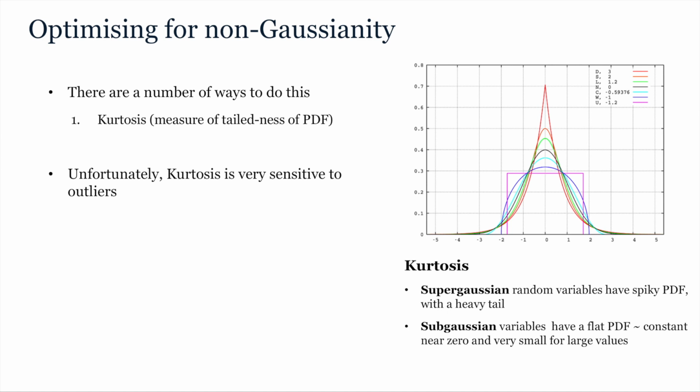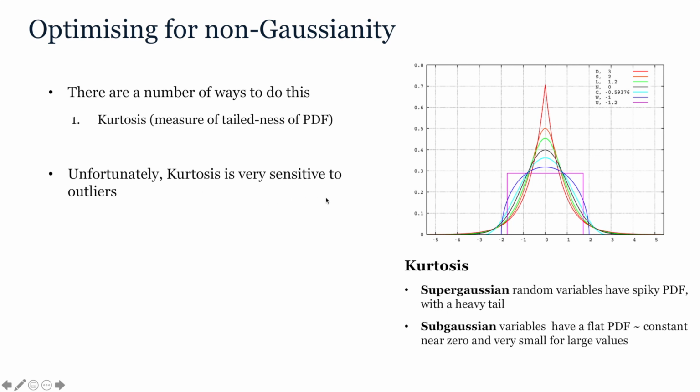There are a variety of ways to do this, starting with estimation of kurtosis. So kurtosis is a measure of the combined weight of a distribution's tails relative to the centre of the distribution, such that a super Gaussian random variable will have a spiky probability distribution with long tails, and a sub-Gaussian variable will have a flat PDF, constant near zero, and very small for very large values.